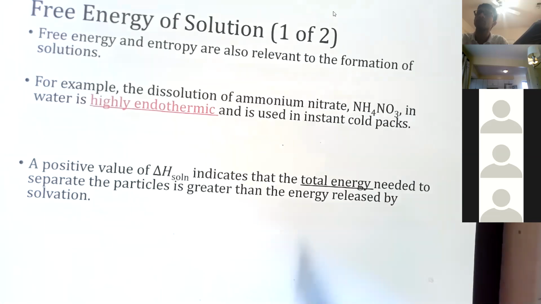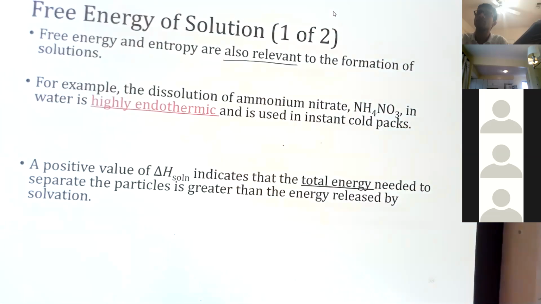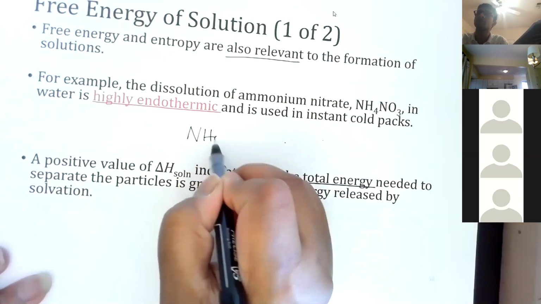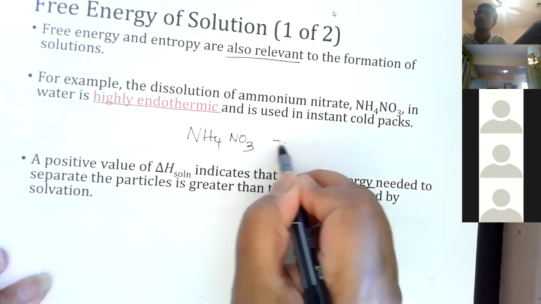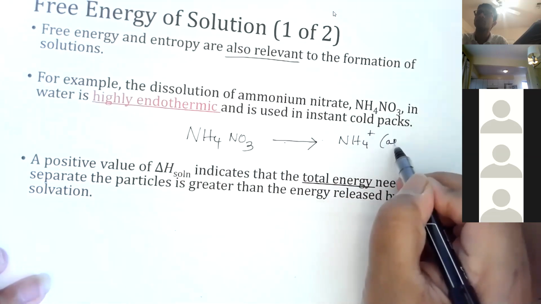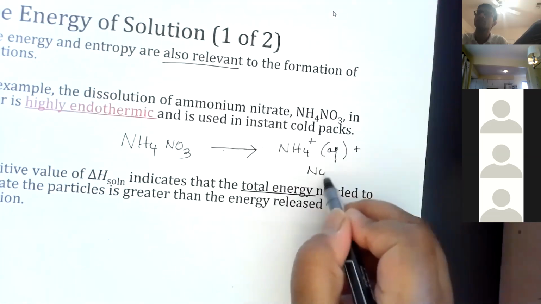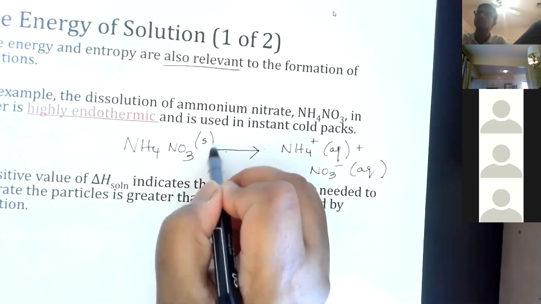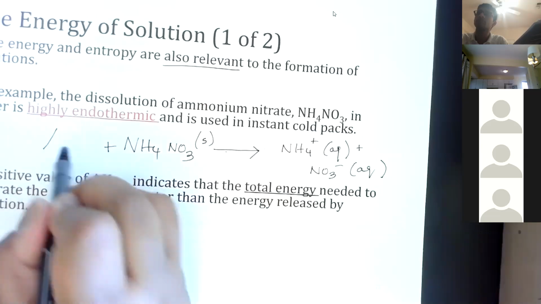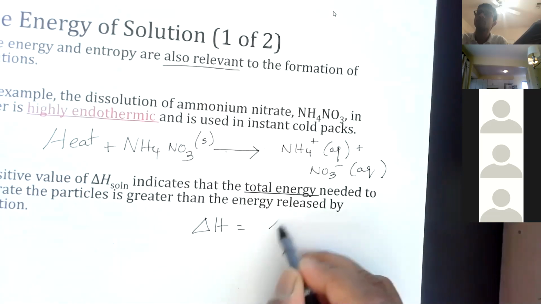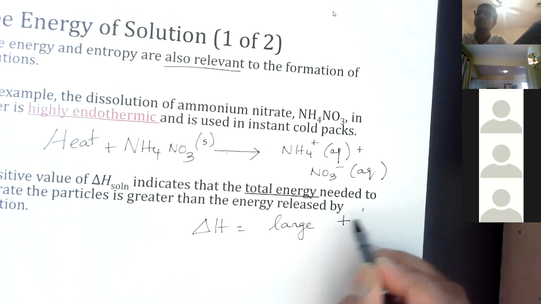Free energy and entropy, they are also relevant to the formation of solutions. We talked about that. Now, I thought they were using ammonium chloride. That is also endothermic. Ammonium nitrate. This is used in cold packs. Okay, how does it work in cold packs? This is highly endothermic. Highly.